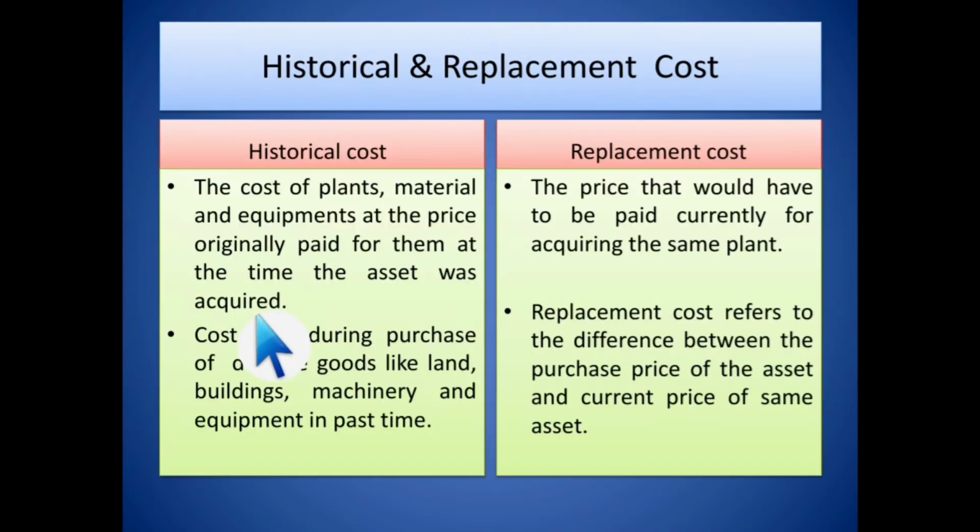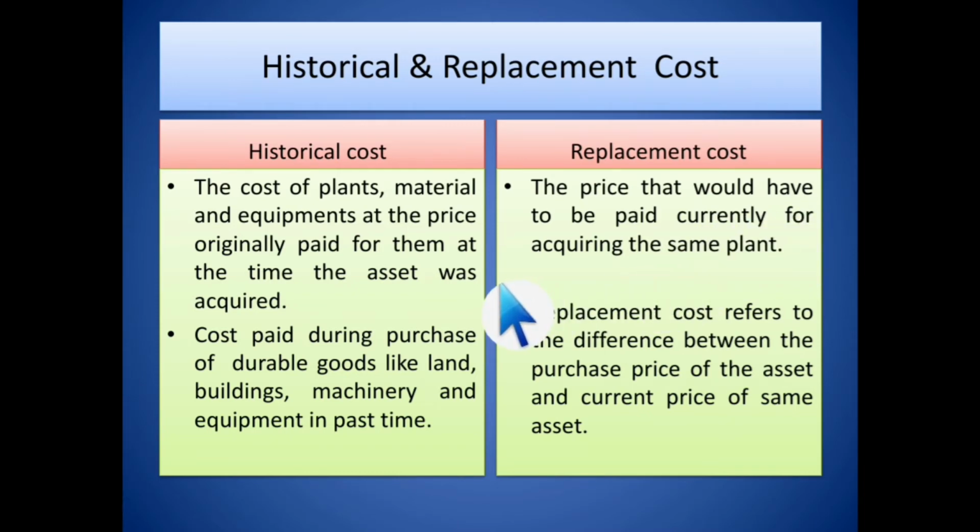Okay. Next is historical and replacement cost. What is the major difference? See, historical cost is the cost of the plant's material and equipment at the price originally paid for them at the time the asset was acquired, whereas replacement cost is the price that would have to be paid currently for acquiring the same plant. What happens here?